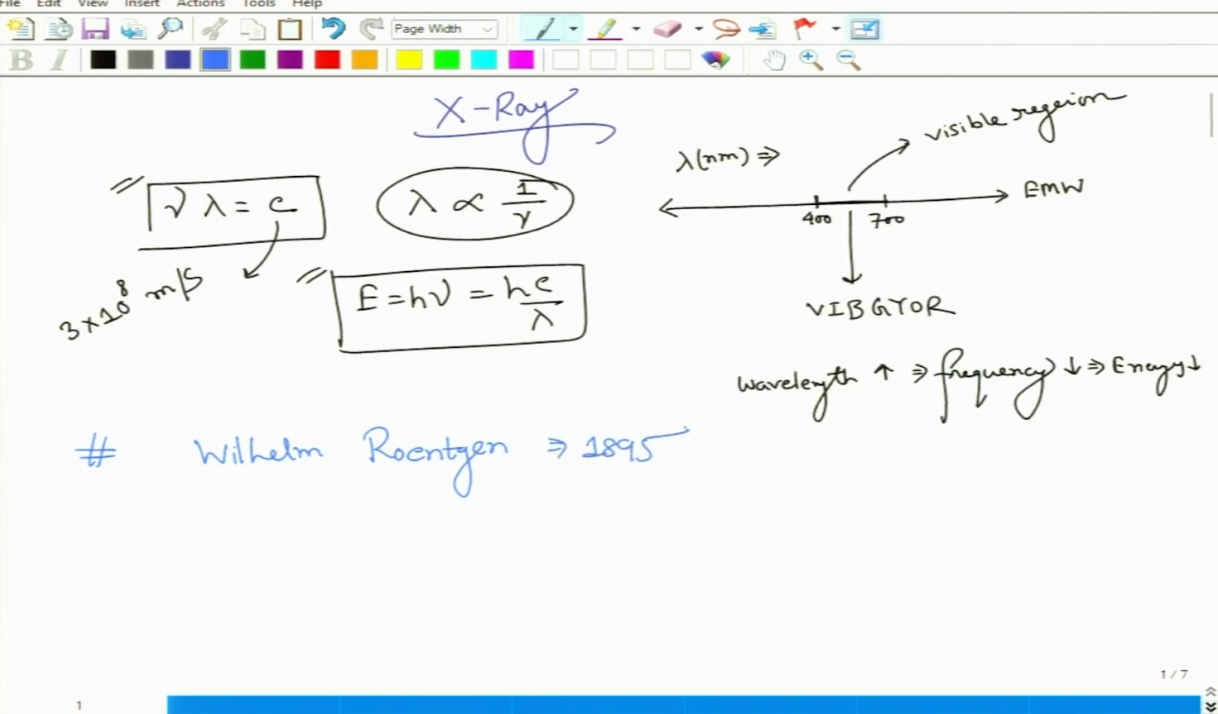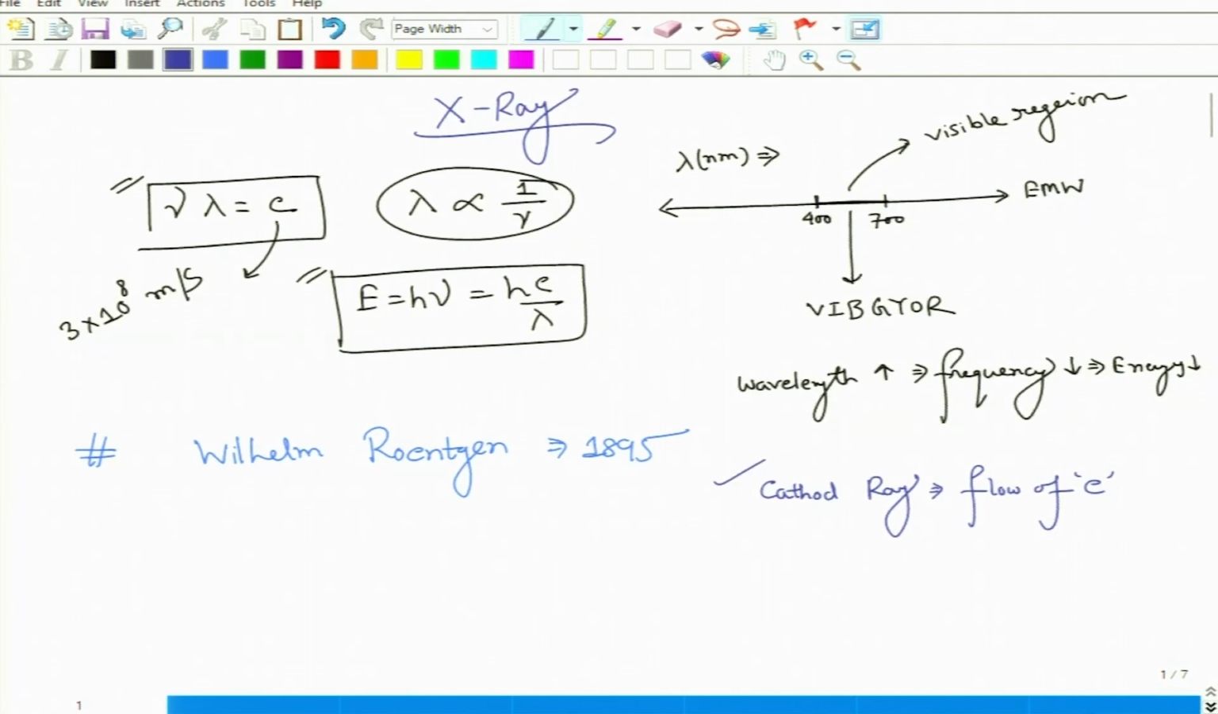How? Actually, he was doing the experiment with the cathode ray. What is the cathode ray? Cathode ray we know, right? Cathode ray is the flow of electrons. Electron was already discovered. Who discovered the electron? J.J. Thomson, right? J.J. Thomson discovered the electron, but cathode ray is just the flow of electrons.